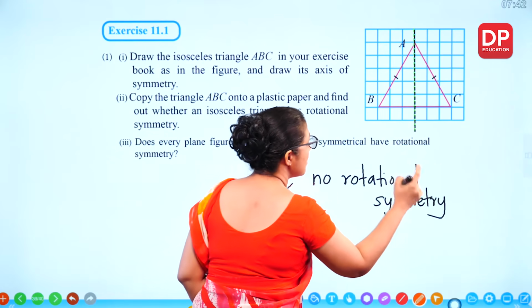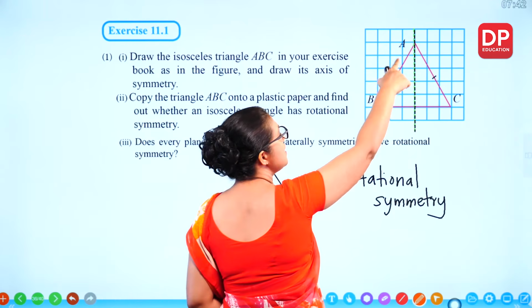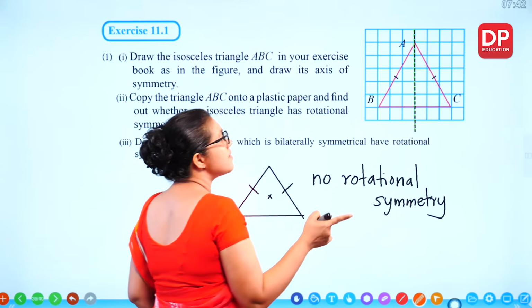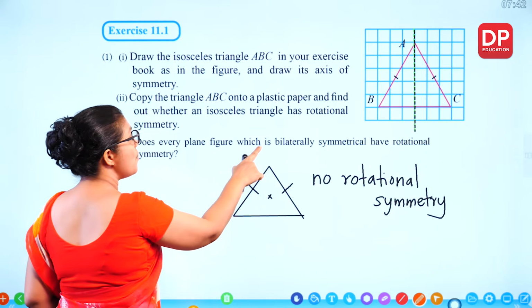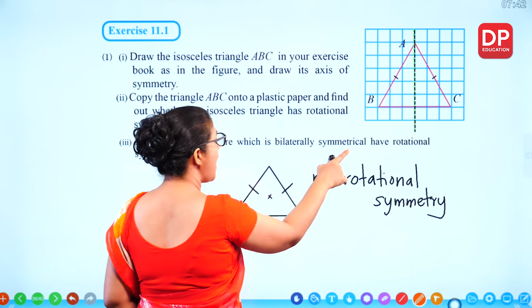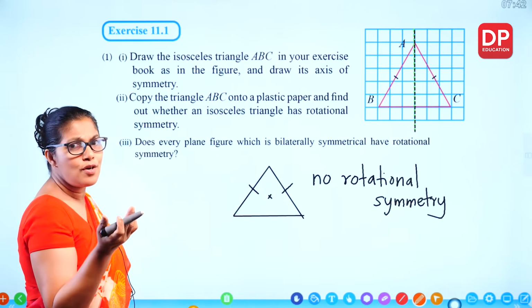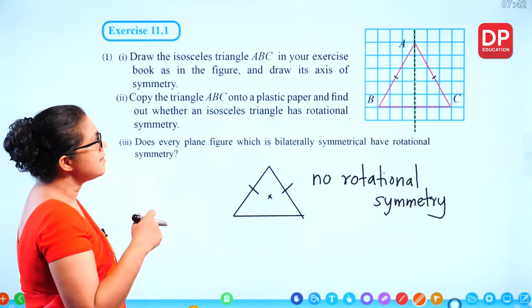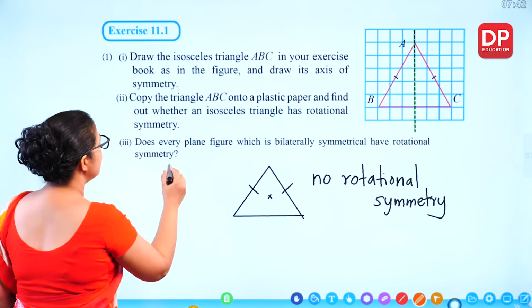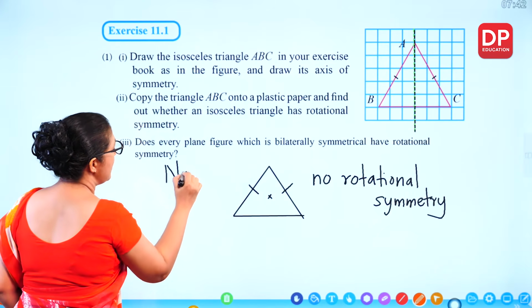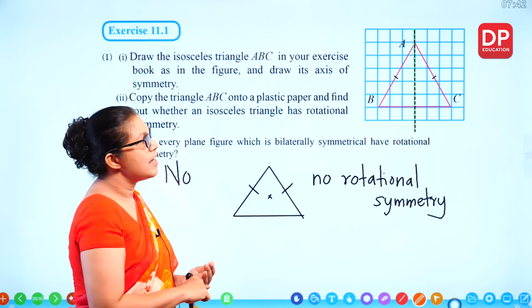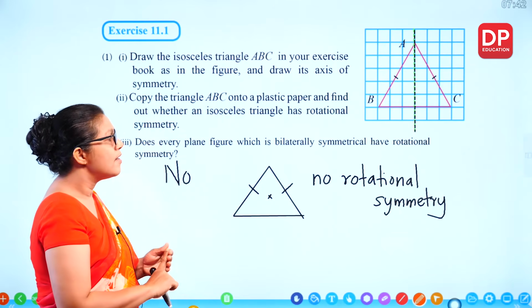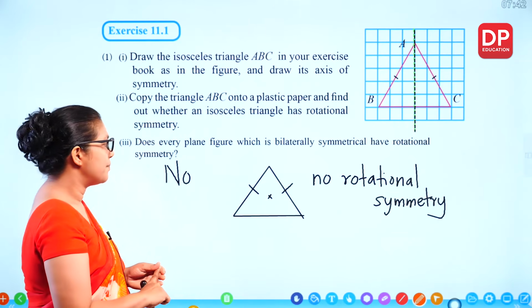But we know that it has a symmetrical line. So does every plane figure which is bilaterally symmetrical have rotational symmetry? No. An example is the isosceles triangle. So here we get an axis of symmetry but it doesn't have rotational symmetry.